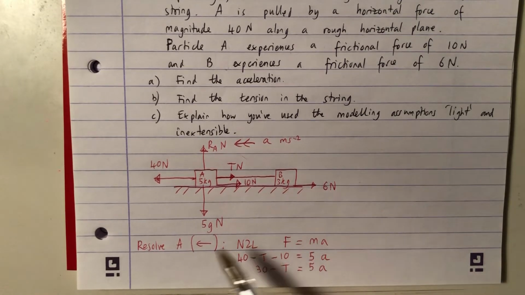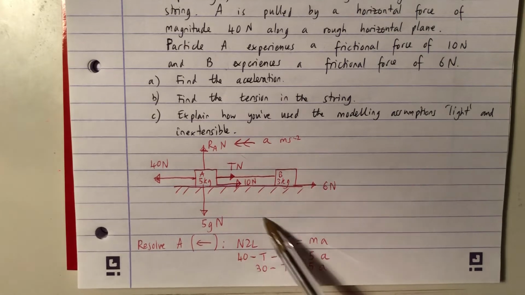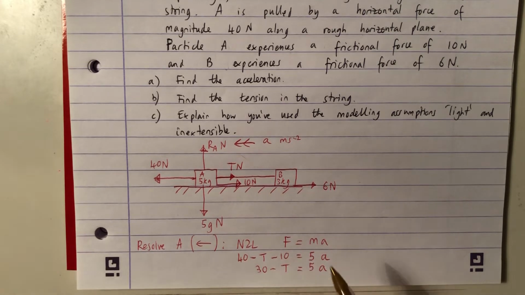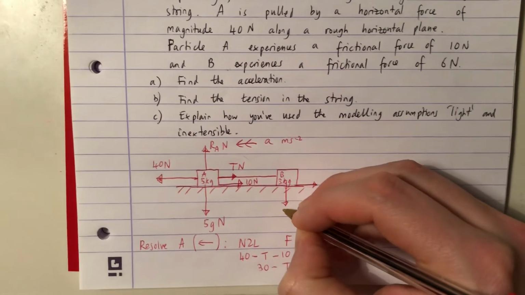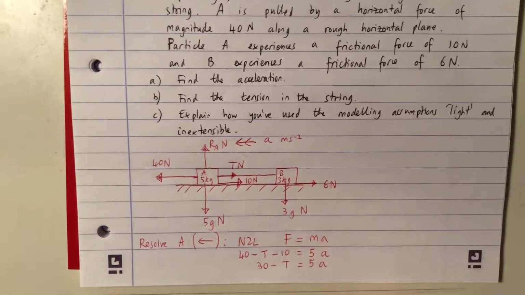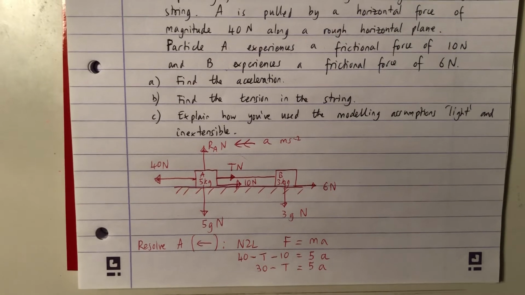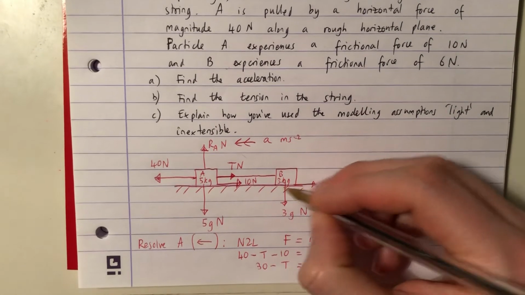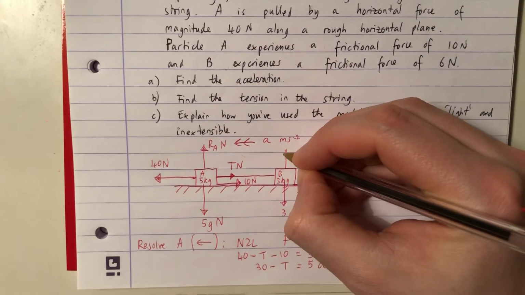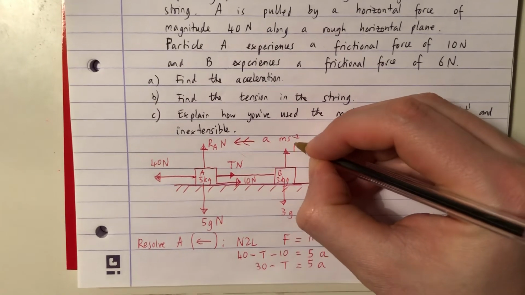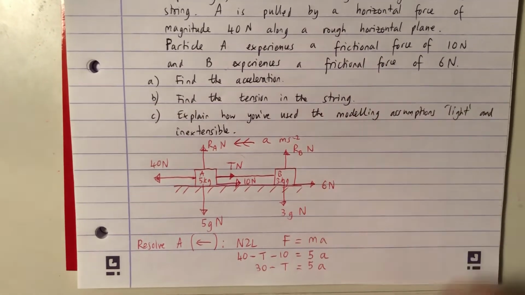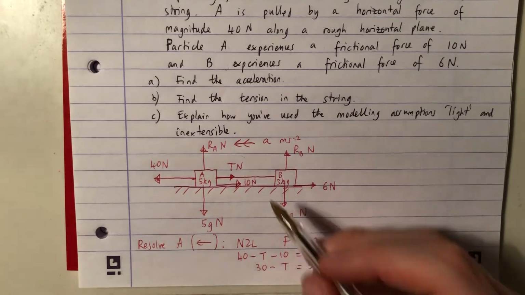We do now exactly the same, but this time for object B. Label every force acting on object B. It has a weight, 3 kilograms, so 3 times g newtons. It's in contact with a rough surface, so there's going to be a reaction force. Call that Rb newtons. And again, it's attached to a string.